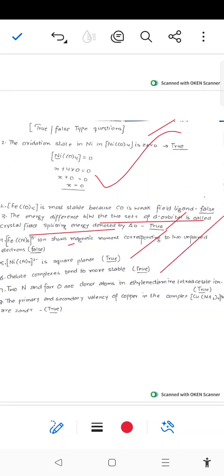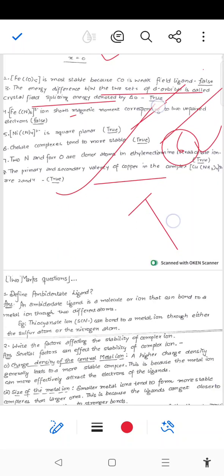2 nitrogen and 4 oxygen are donor atoms in EDTA, ethylenediaminetetraacetate. This is also a true statement. Due to that, there are 6 donor atoms. The primary and secondary valency of copper in the complex [Cu(NH3)4]SO4 are 2 and 4. This is also a true statement.